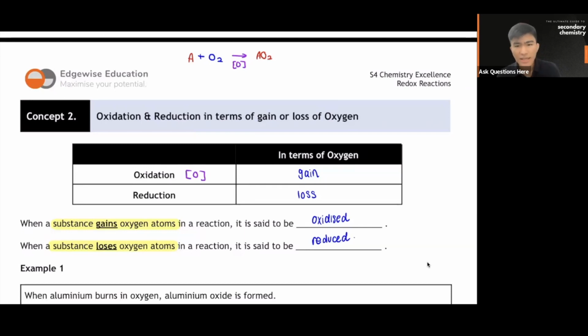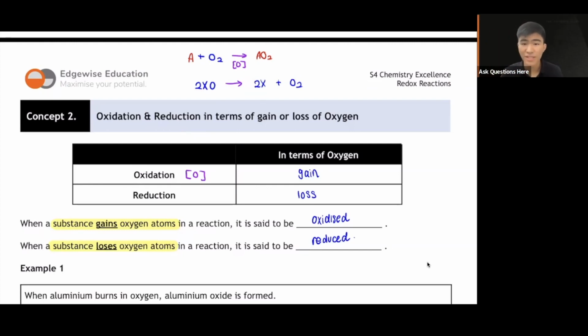Okay? Now, if I tell you that I have another reaction, for example 2XO, this is my reactants. After the reaction, I actually get 2X plus O2. Now, the X originally is bonded to the oxygen, but after the reaction, the X is now standalone, away from the oxygen atom. This reaction means that it has lost the oxygen.